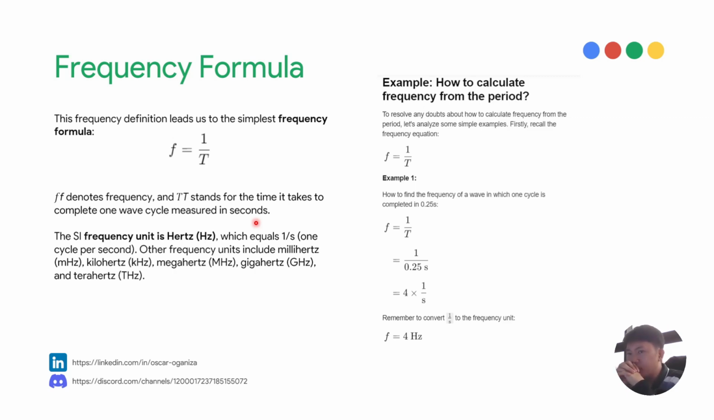The frequency unit is hertz, Hz, which equals 1 over second, 1 cycle per second. Other frequency units include millihertz, megahertz, kilohertz, and so on. For example, how to find the frequency of a wave in which 1 cycle is completed in 0.25 seconds. Given the value of seconds and the constant value of 1, the formula for frequency is direct substitution. 1 over 0.25, or 1/4, is 4 times 1 over seconds, which is 4 hertz.